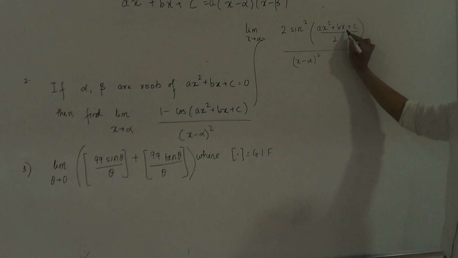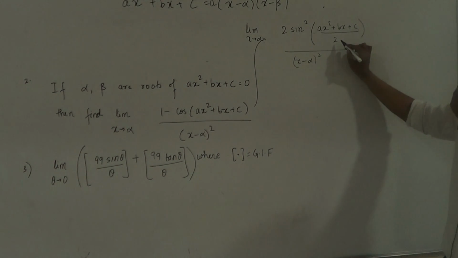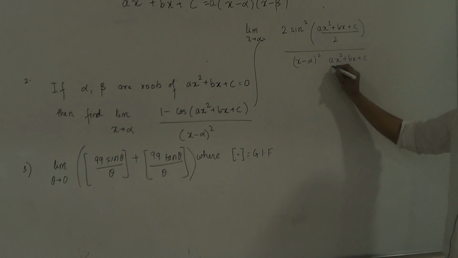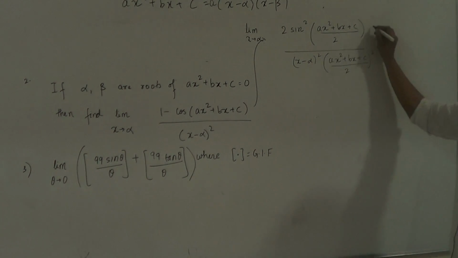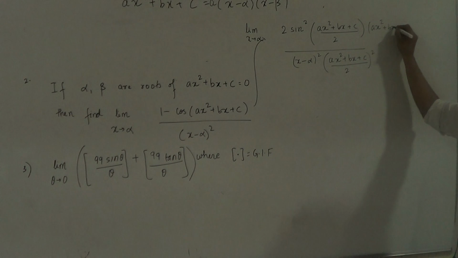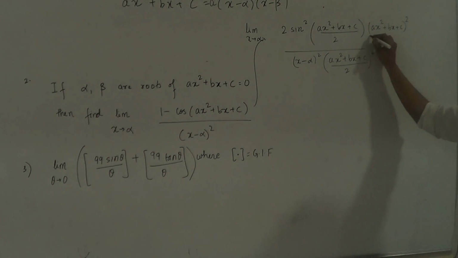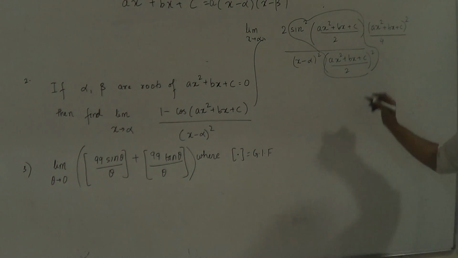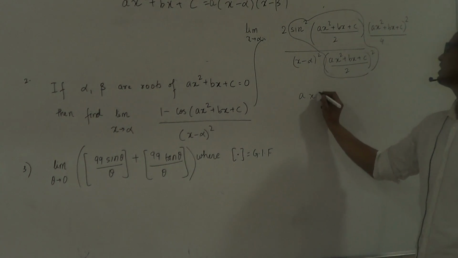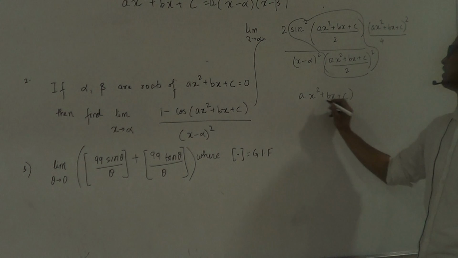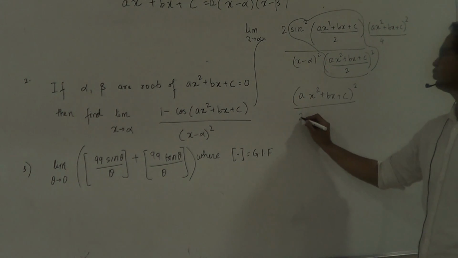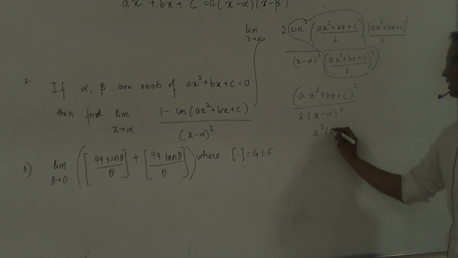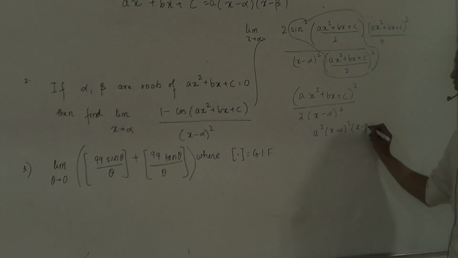But since I see ax square plus bx plus c by 2 in the numerator, I need to get the same term squared over here, correct? And I cannot do it for free, I have to multiply the same on top as well. So you'll be left with ax square plus bx plus c whole square by 2x minus alpha whole square. Now you can factorize this as a square x minus alpha square x minus beta square.